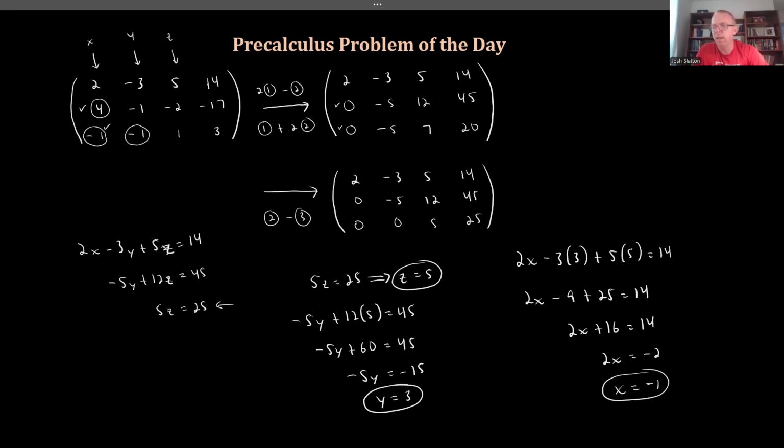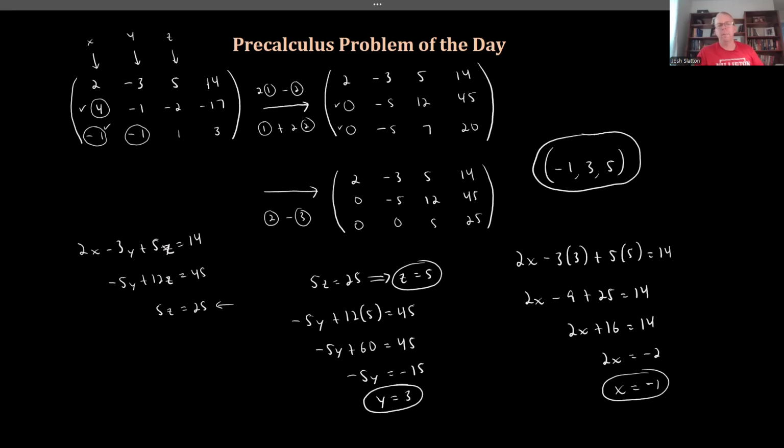So now probably you need to write your solution. We'll just say you do. You need to write your solution as an ordered triple. So instead of an xy ordered pair, we have an xyz, which would be an ordered triple. So xyz, so we have negative 1, 3, 5. And then that is our final solution.